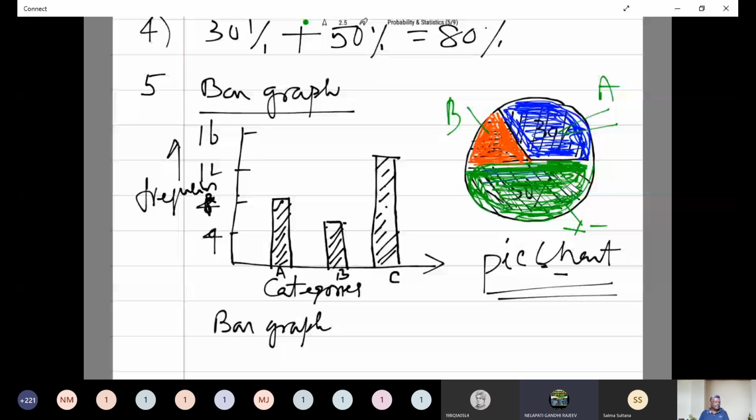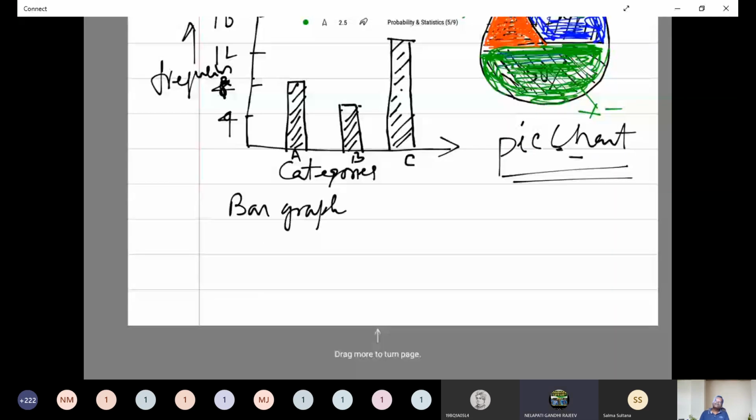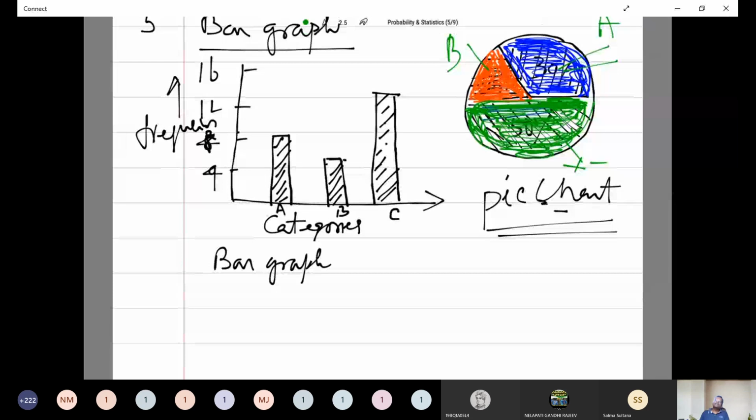Okay. Then again, moving to the graphical representation of quantitative data. Shall I move into the next topic? Shall I change the slide? Can I move into the next slide? Yes, sir. Yes, sir.